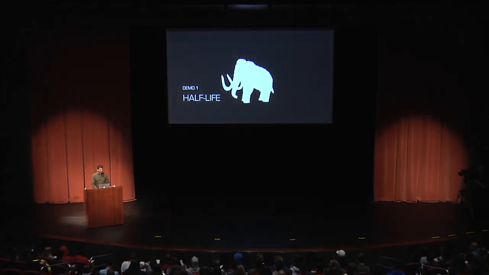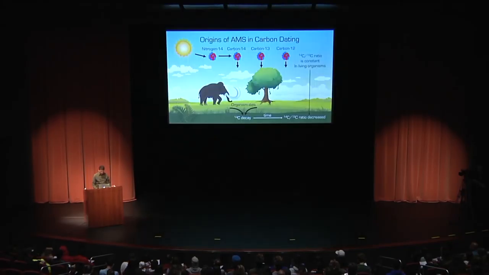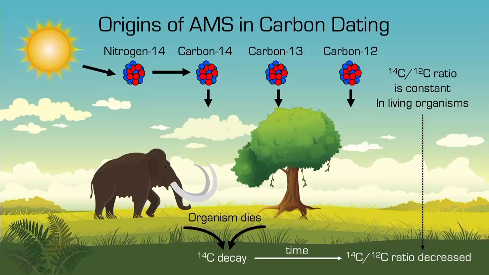So it's this half-life that we can take advantage of, along with the sensitivity of AMS. AMS actually originated in carbon dating artifacts that have died about 50,000 years ago. We can use the rate of decay from this carbon to estimate how old these artifacts are.